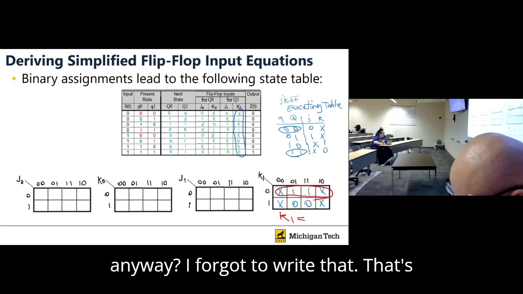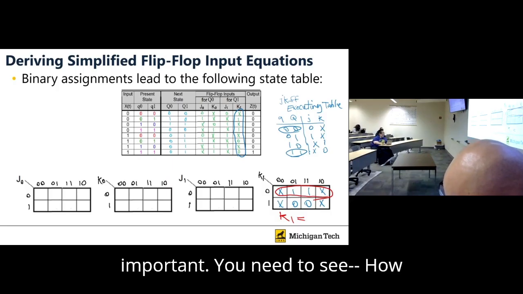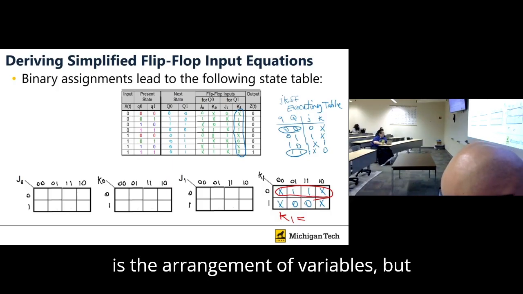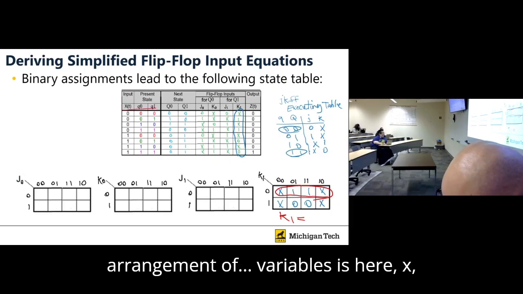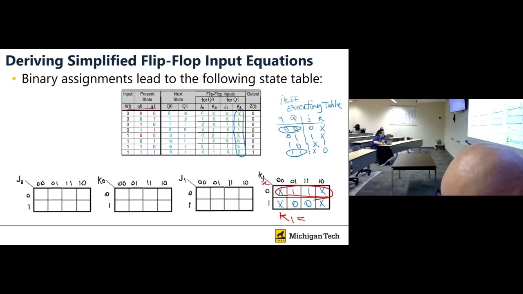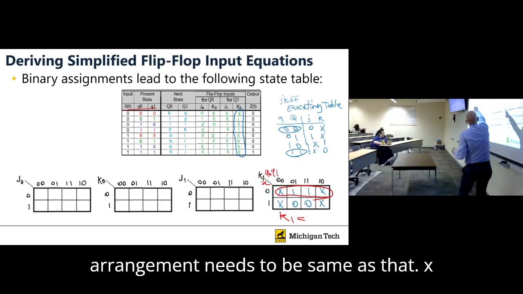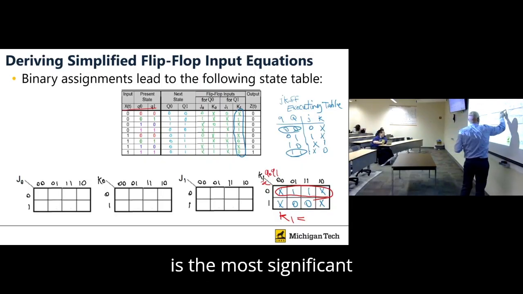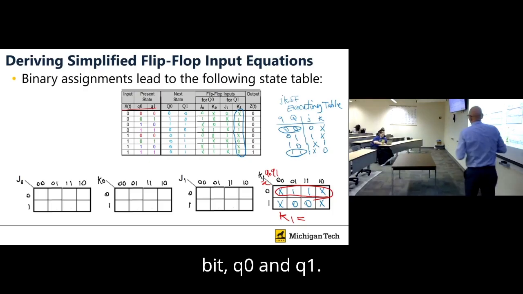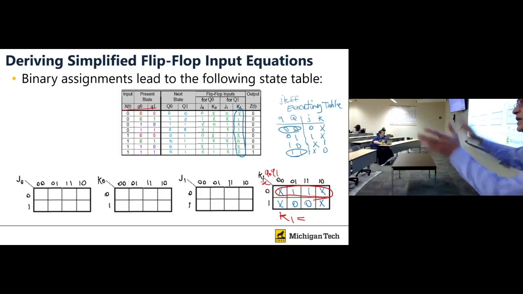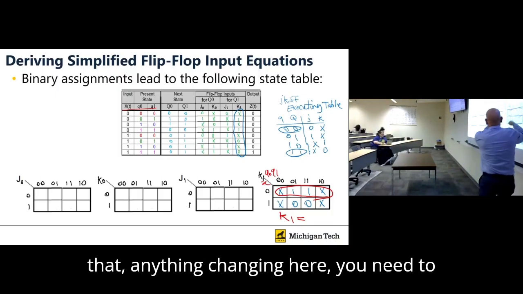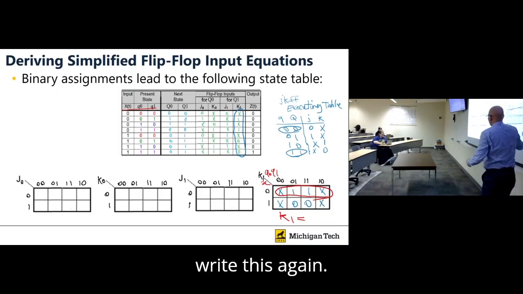I forgot to write that. That's important. You need to see how the arrangement of variables is. The arrangement of variables is here: X, Q0, and Q1. This arrangement needs to be the same as that. X is the most significant bit, then Q0 and Q1. You can change it, but if you change that, anything changing here, you need to write this again.